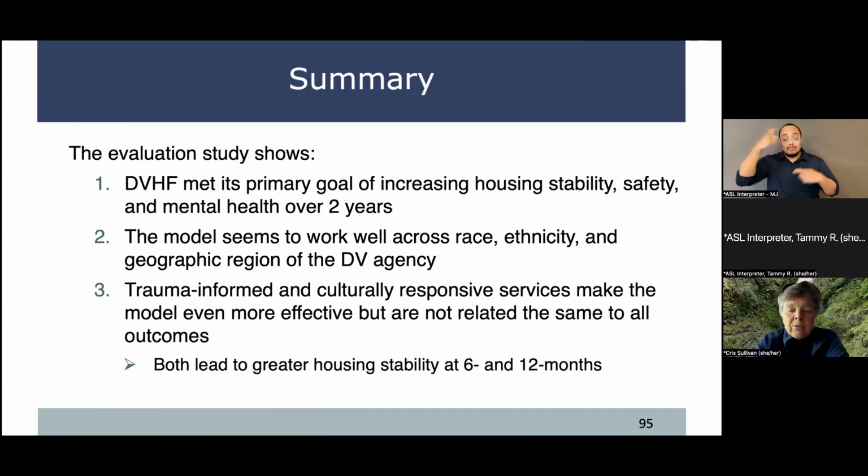Trauma-informed services also led to less domestic violence at 6 and 12 months and fewer mental health problems and greater quality of life. We didn't see that with culturally responsive services, and we're trying to figure out why that might be and whether it might be related to survivors not receiving services after that time. We're wondering if survivors thought this is not a culturally responsive, inclusive agency, did that mean they didn't then continue using the services? We'll be looking at that.